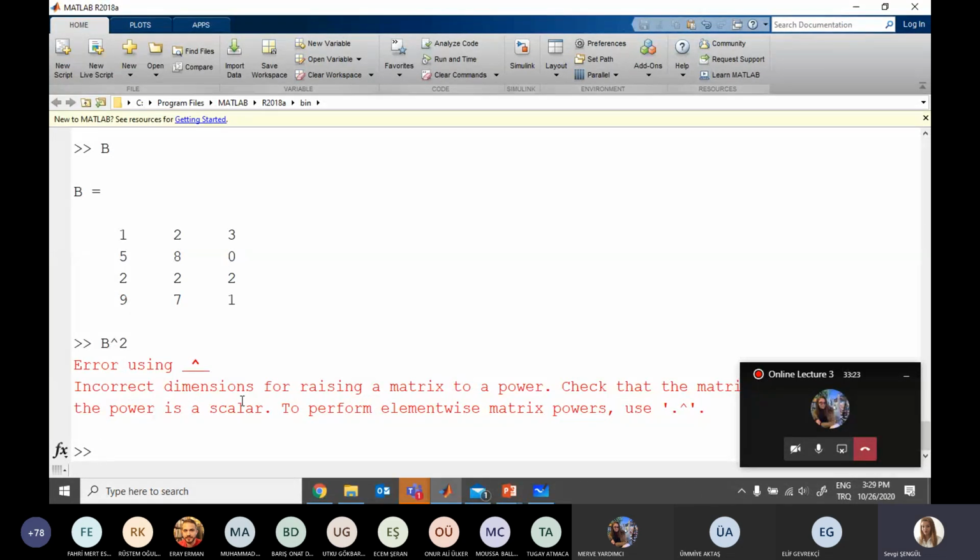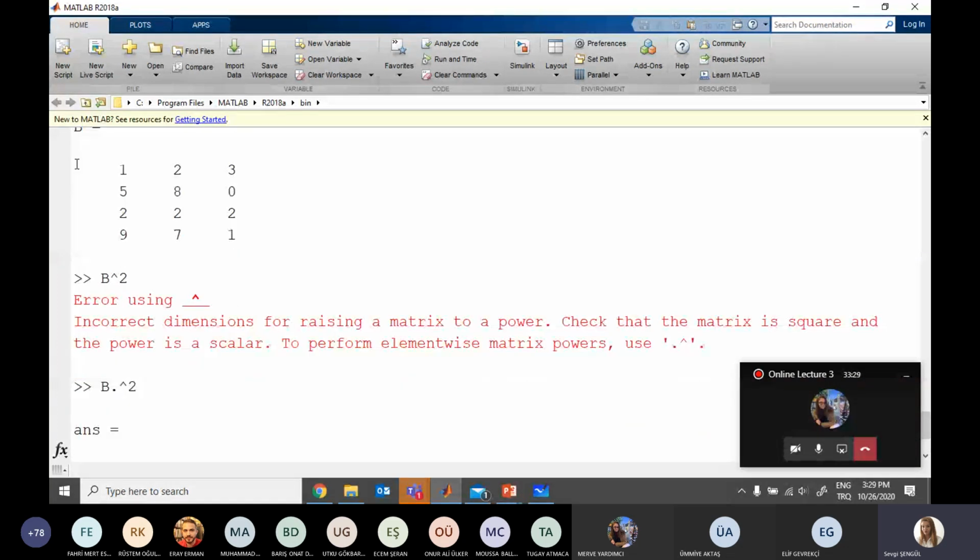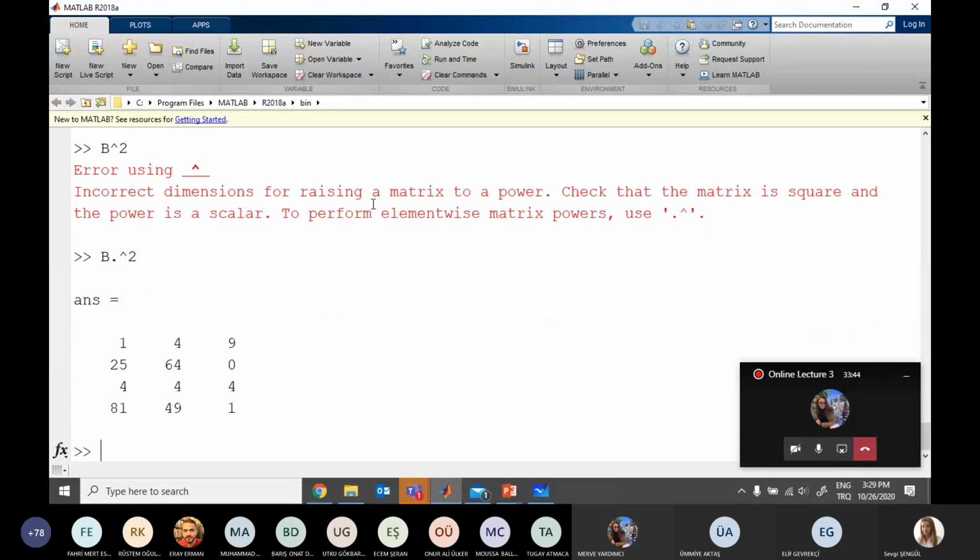You cannot do that. But what you can do is dot square. And this time, it will multiply the first element of this one with the first element of the second, second with second, third with third, fourth with fourth. Element-wise, this is what I mean by element-wise. Is it clear? Okay, that's good.